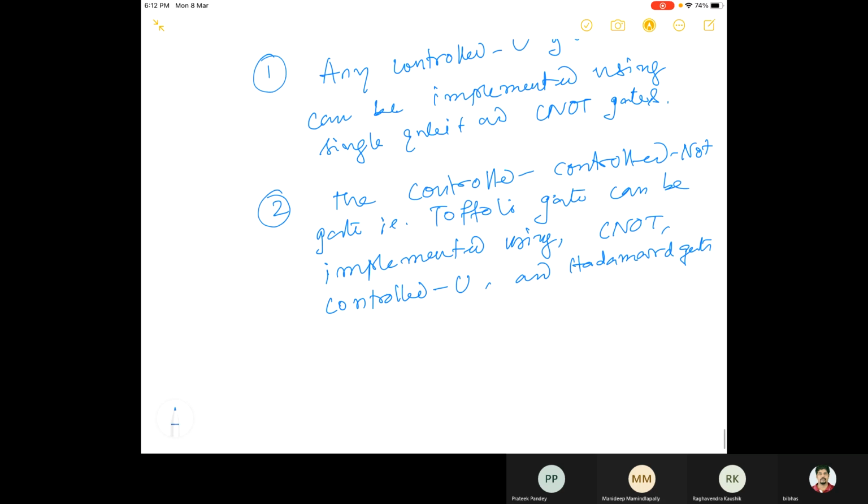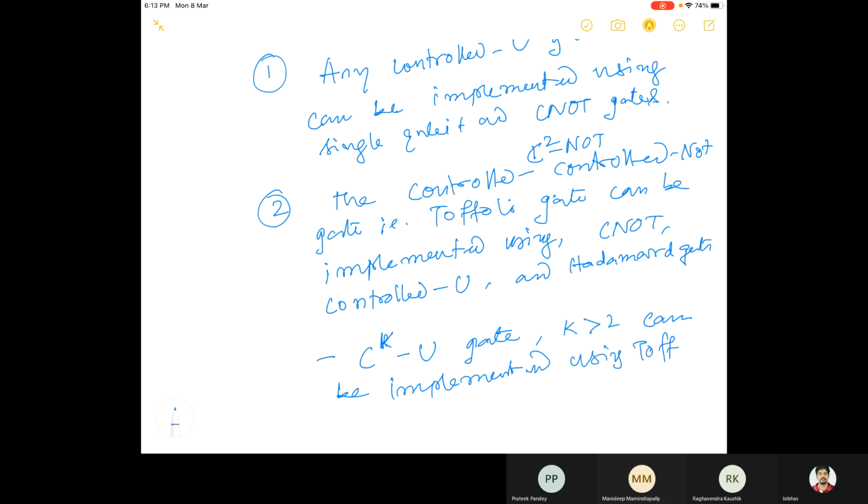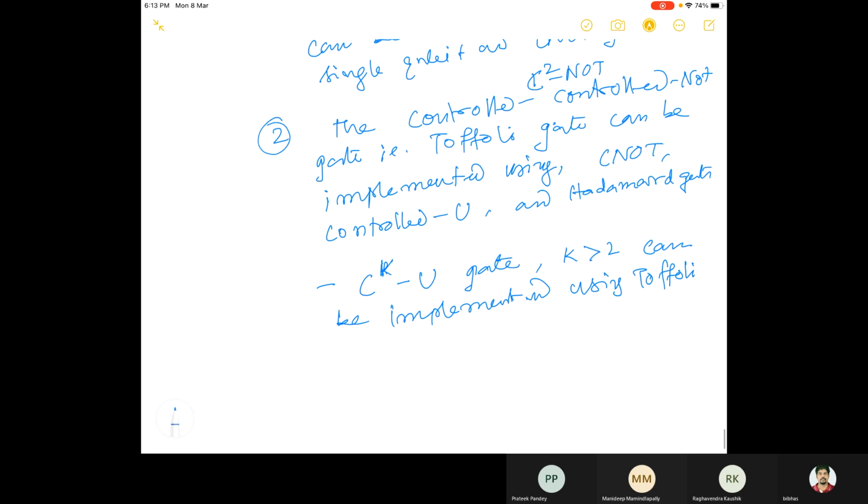And then I'll generalize this. It need not be just 2 controls. I could say C square NOT, which means 2 times control. I'll give you a sketch of the proof that C to the power k U gate, if there are k control qubits, where k here is bigger than 2, can be implemented using Toffoli and controlled U.